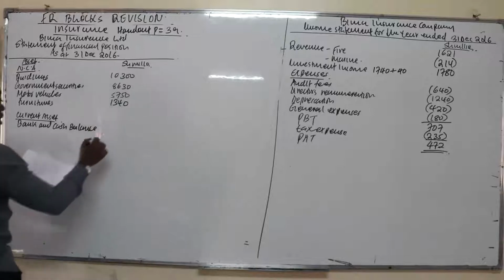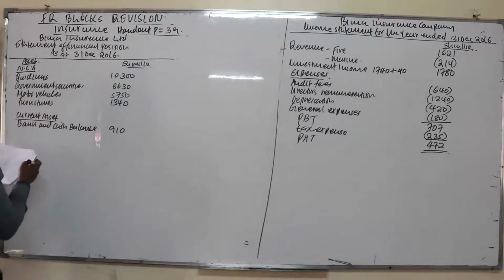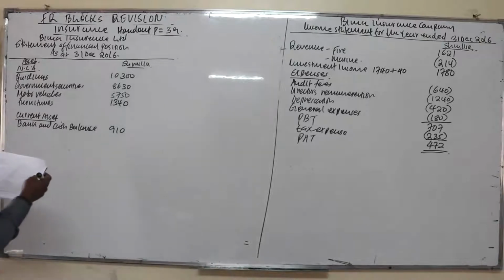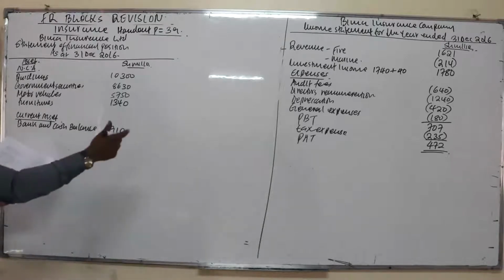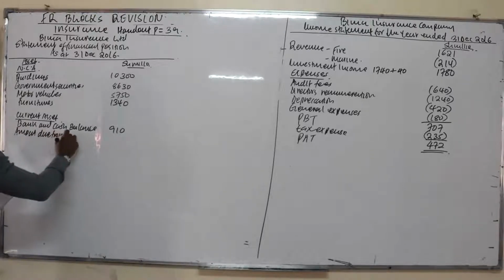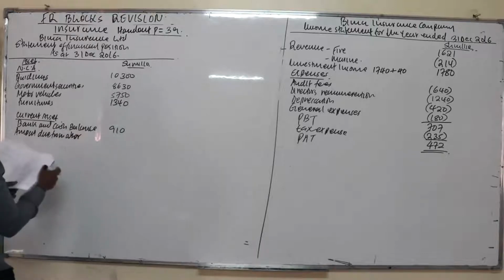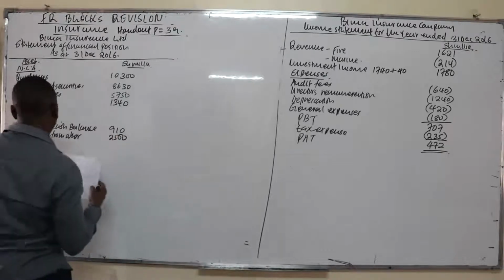For the cash and bank balance, we have 910. Then we also have, do we have any receivables? Yes, we have account receivables. Before the additional information, there is amount due from other insurance company. That's a receivable. Amount due from other insurance companies, 2,500. But amount due to becomes a liability.